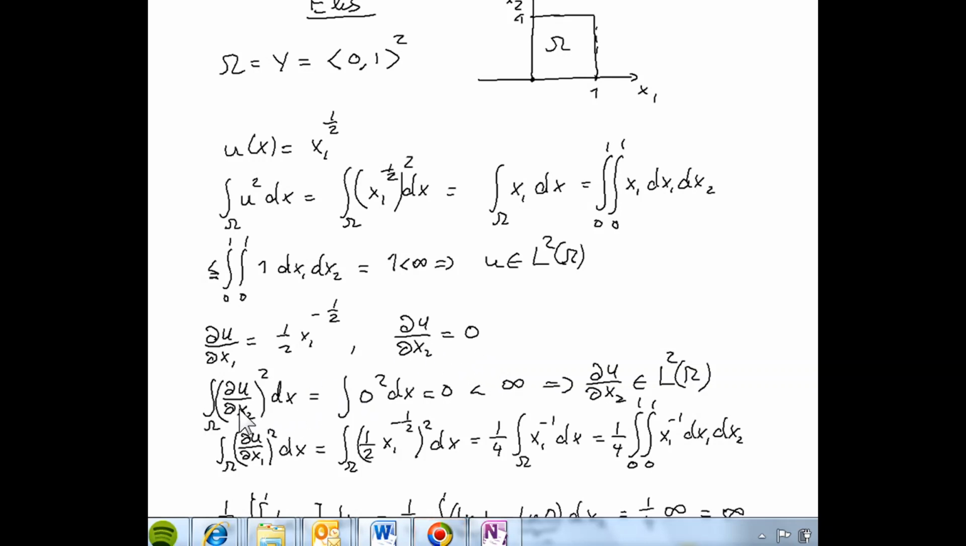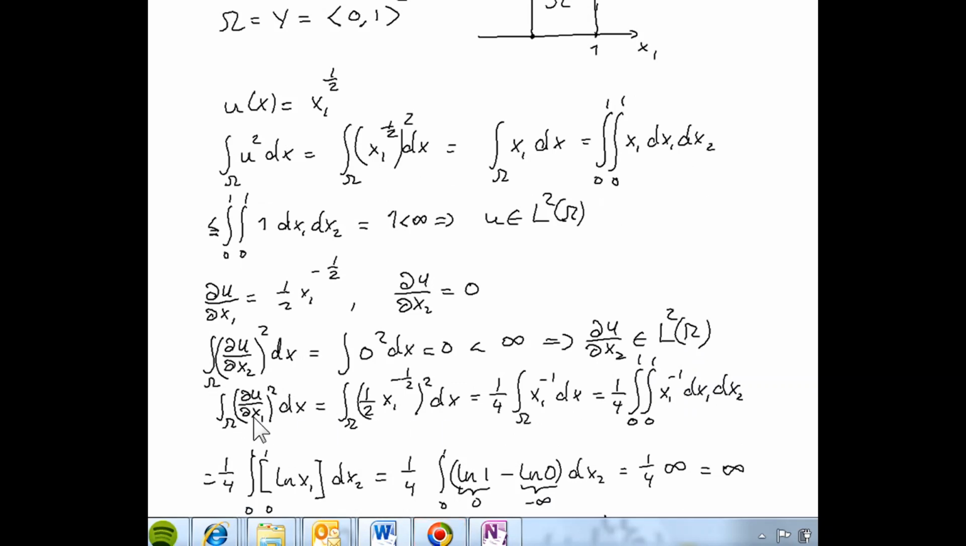So if we take the integral of the square of the partial derivative of u with respect to x2, we obtain that it is, of course, equal to 0, which is necessarily less than infinity. So the partial derivative of u with respect to x2 must be an element of L2. But now check the other partial derivative, with respect to x1.